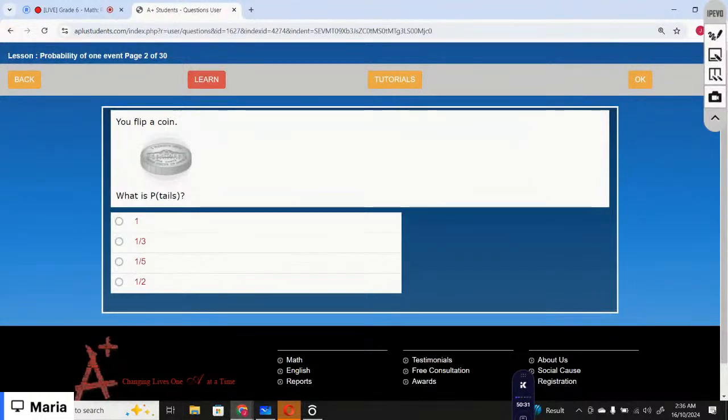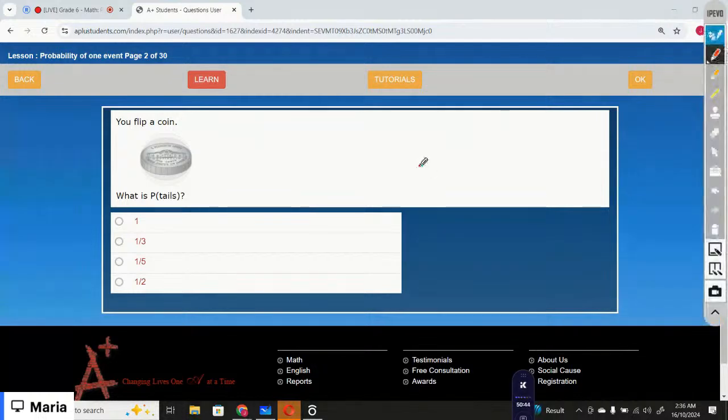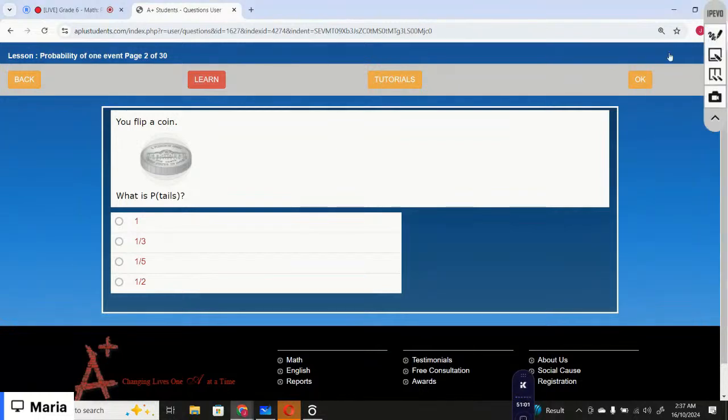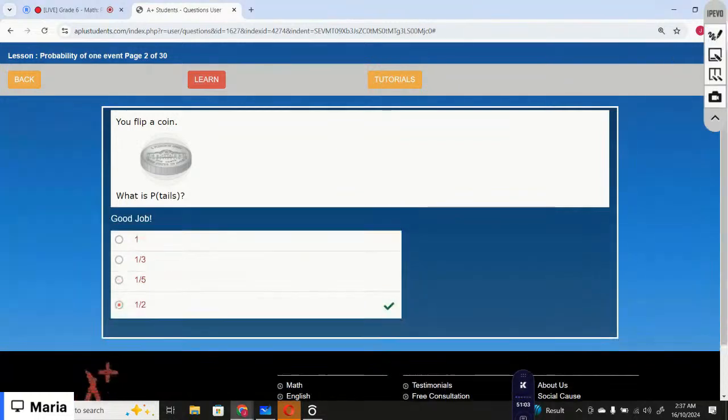You flip a coin. What is the probability of tails? So which is the correct option? You have two options for the coin, head or tail, right? So one is tail, so 1 out of 2. The correct option is 1 out of 2. The last one is the correct option.